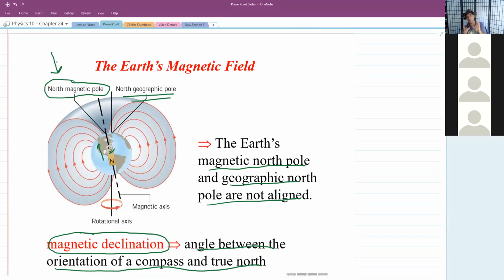But the reason the north pole of a compass points in that direction is because magnetically, that is the south pole of the Earth's magnetic field. Opposite poles attract, so the north pole of a compass points to magnetic north because magnetically it's like the south pole of the Earth's magnetic field. Say that 10 times fast.